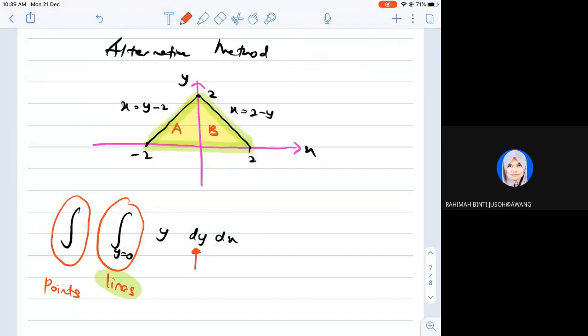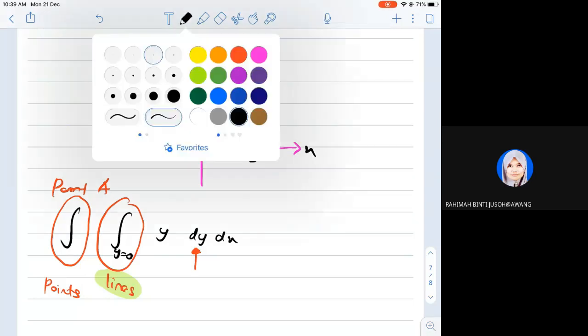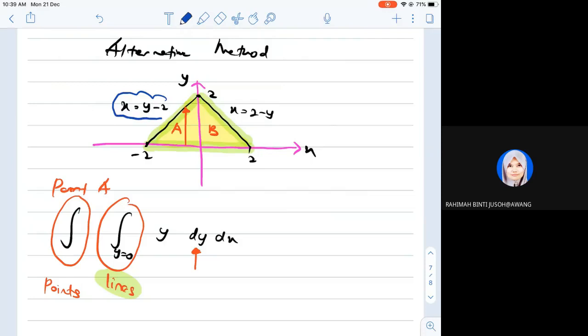So part A is from bottom to top. This is part A. For part A, the upper line should be this. From this equation, we have y equals x plus 2, isn't it? So the upper limit here should be y equals x plus 2. I will erase this.